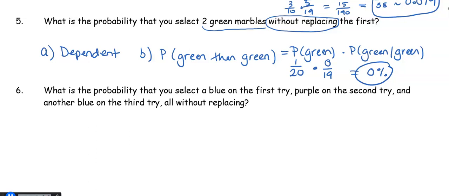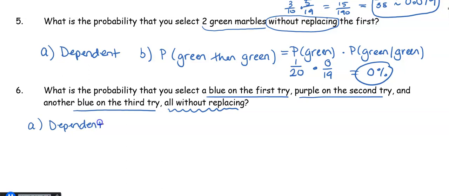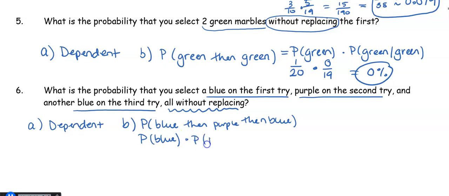Our last one, what is the probability that you select a blue one, and then a purple one, and then another blue one, all without replacing? So we didn't replace it, so we know it's dependent. We've got that down by now. So I want the probability of blue, then purple, then blue again. So this is going to be the probability of blue times the probability of purple given blue times the probability of purple. Oops, I wrote given, sorry, given blue.